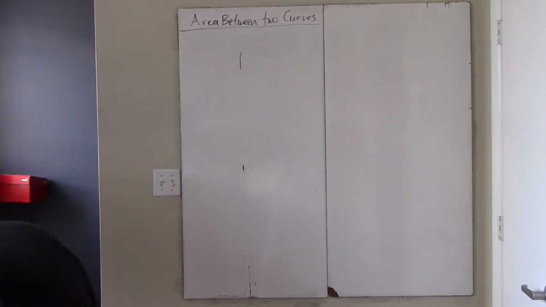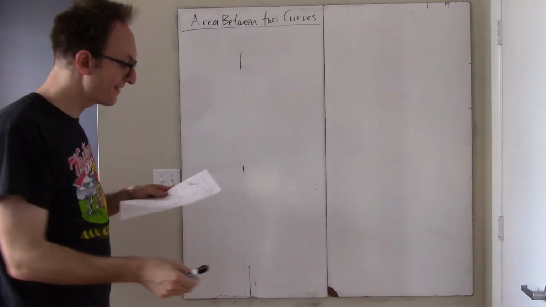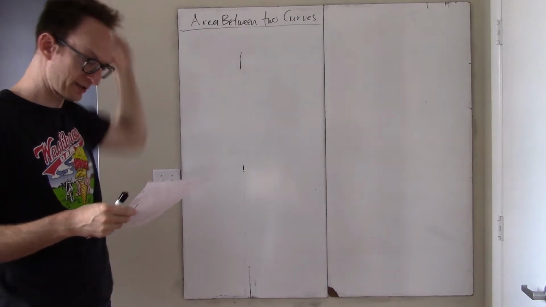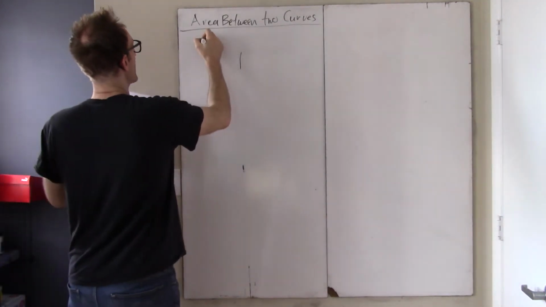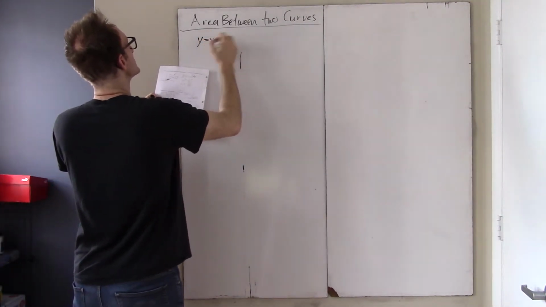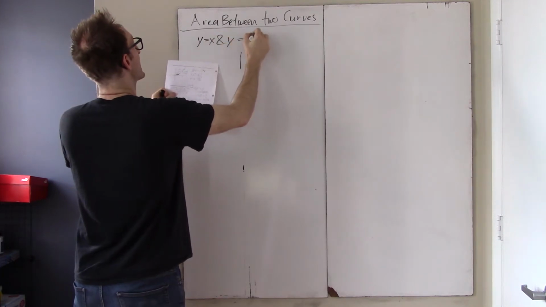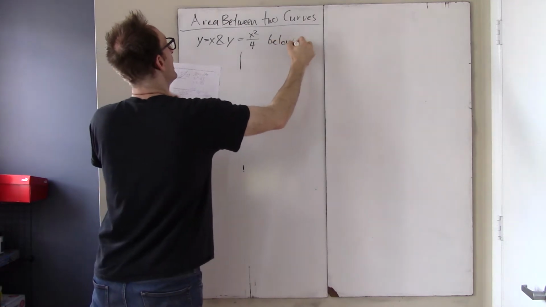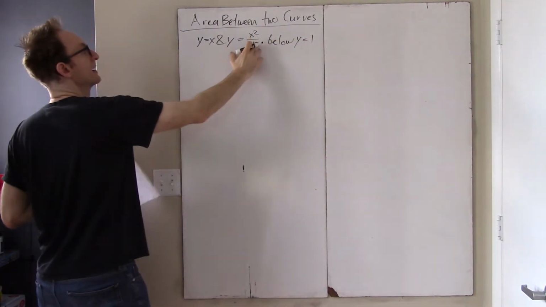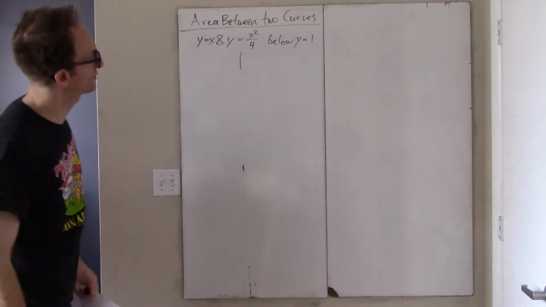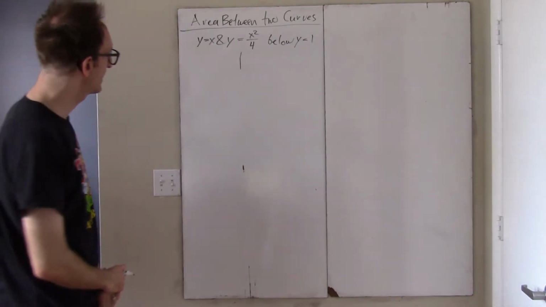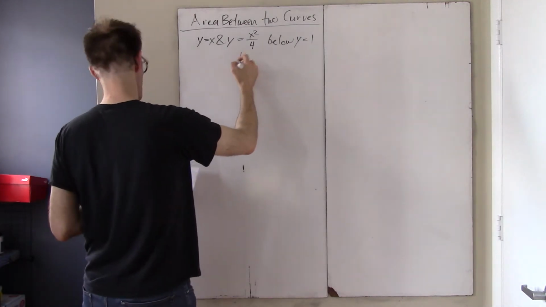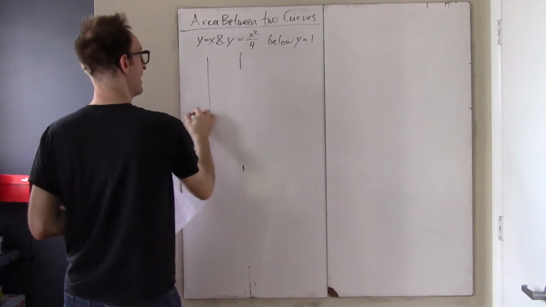This next problem says, and you need to read it kind of carefully: find the area in the first quadrant enclosed by the curves y equals x and y equals x squared over 4 below y equals 1. Okay, it's hard to know exactly where to begin, but I kind of just know, so I'll start to graph this.